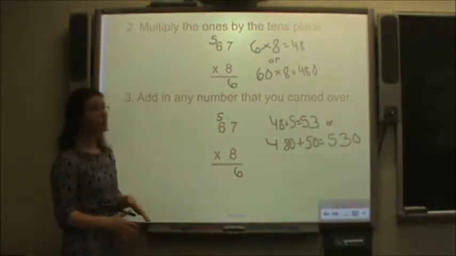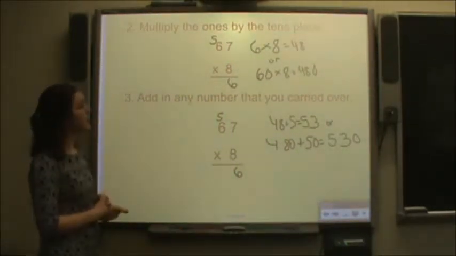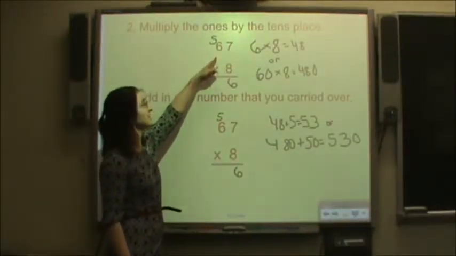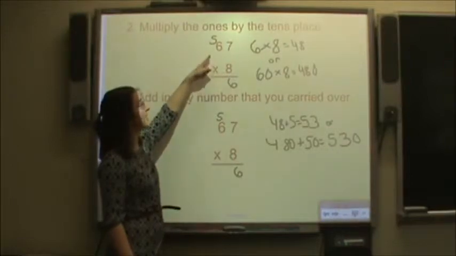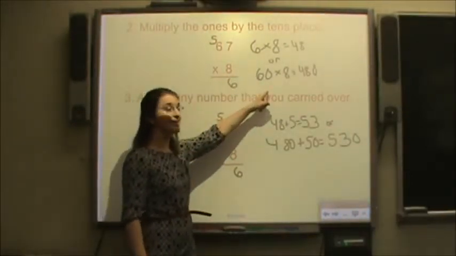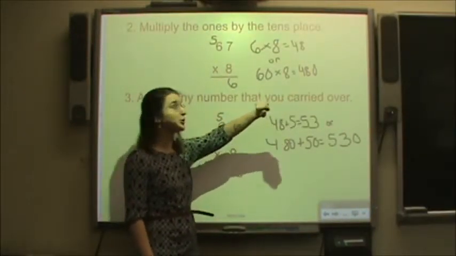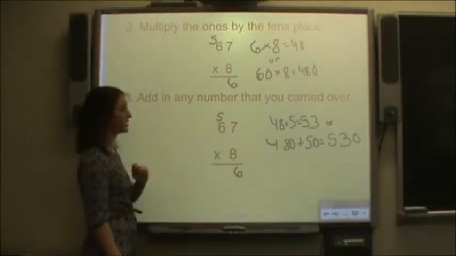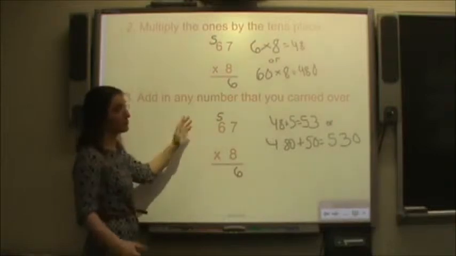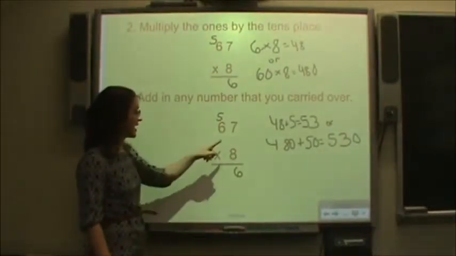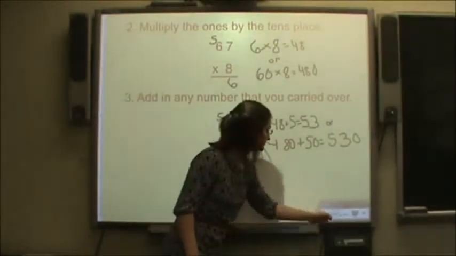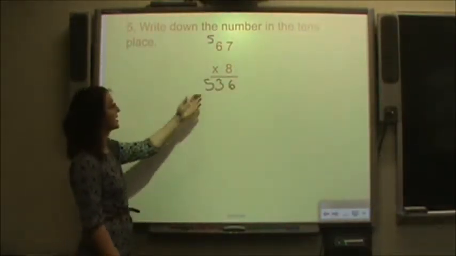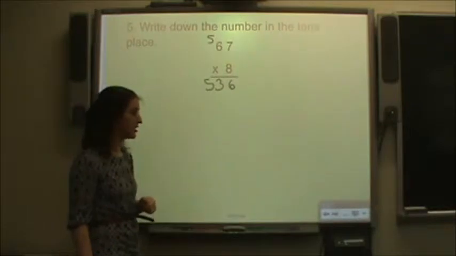Now it's going to get a little bit trickier. Multiply the ones by the tens place. So we're multiplying the ones by the tens place. That's going to be 48. We also said we can think of it as 60 times 8 equals 480. You add in any number that you carried over. So I carried over the 5, really a 50, and so that gets me 53. You write down the number in the tens place. And again, we had to carry over that 5 into the hundreds place.